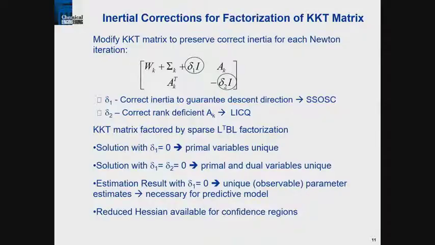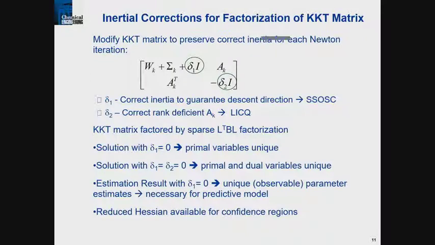This is a nice result from Nick Gould. And what you do is you regularize that matrix with delta 1 and delta 2. Eventually, with large enough values of those two parameters, you will get the right inertia, and you can take the Newton step. Now, the key thing to notice about this inertia is that if delta 1 goes to 0, then you have primal variables that are unique at the solution.